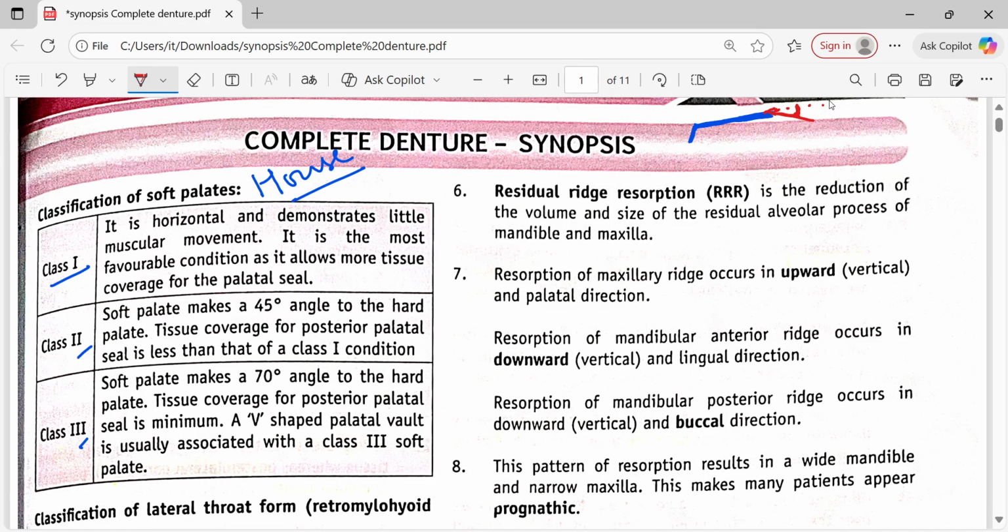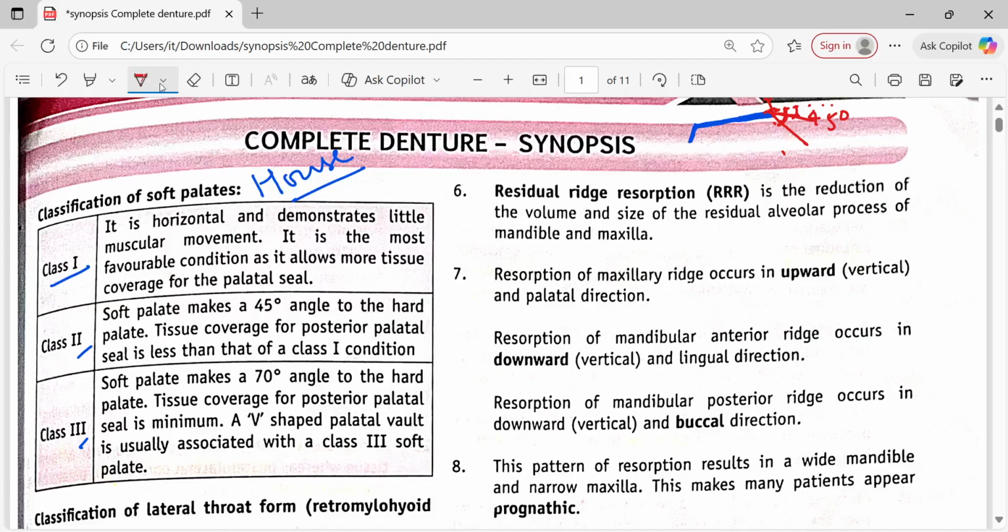If it is almost horizontal, then you have class 1 type of soft palate. If it is 45 degrees, then it is class 2, and class 3 has 70 degrees of angle between hard palate and soft palate. Now, why is it important? It is important because this will determine the retention of the denture.